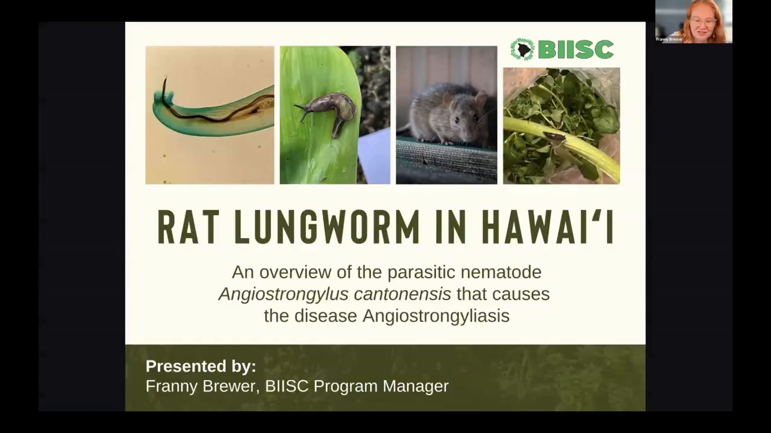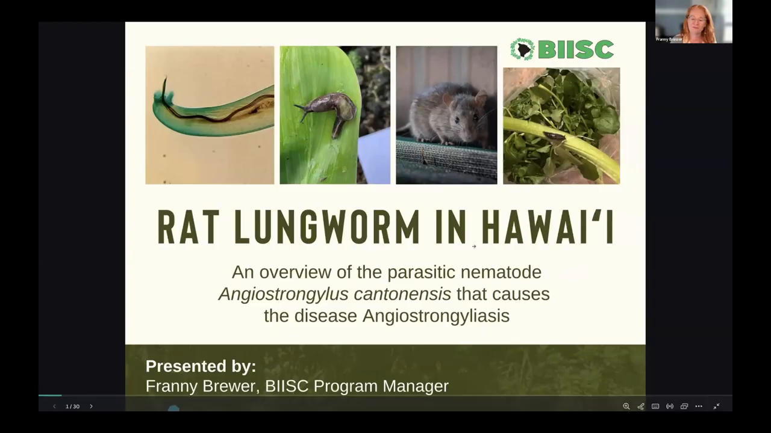Okay, I'm gonna start everything off by just taking us into the very basics of what it is we're talking about, the rat lungworm, because we use that term to refer to both the disease itself, rat lungworm disease, but also the parasite that causes that disease. So the parasite is actually called Angiostrongylus cantonensis, that's its Latin name, and the disease is Angiostrongyliasis, right? So there's a relationship, but they are two different things.